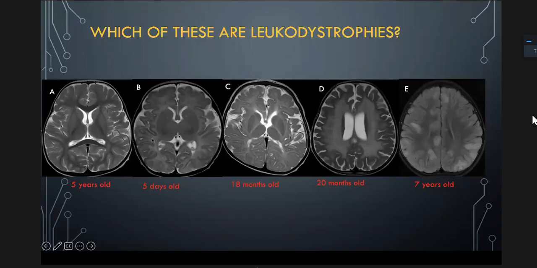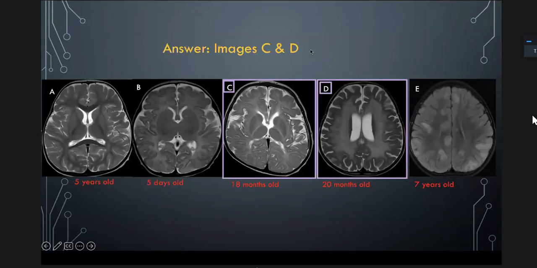Now in pediatrics, age is very important. I think somebody said images C and D, so that's right. C and D are leukodystrophies. Image A is of a 5-year-old boy, and here we see the white matter. Today we are going to concentrate only on the white matter. Here the white matter appears T2 hypointense or dark. That means it's normally myelinated. So this is an MRI of a normal 5-year-old child.